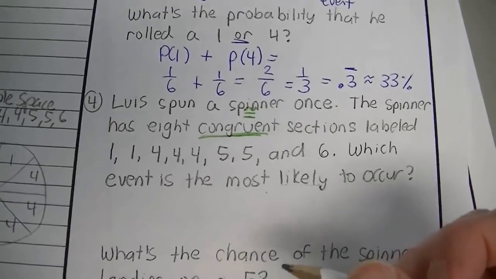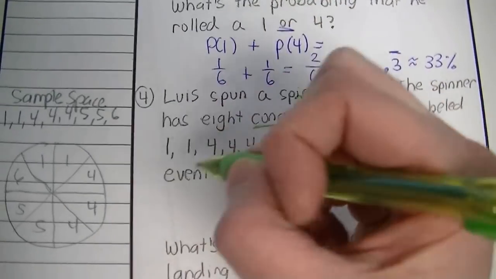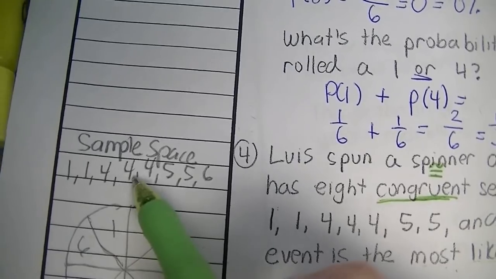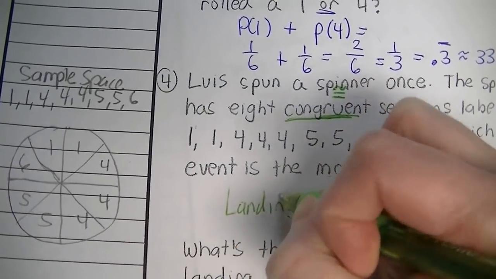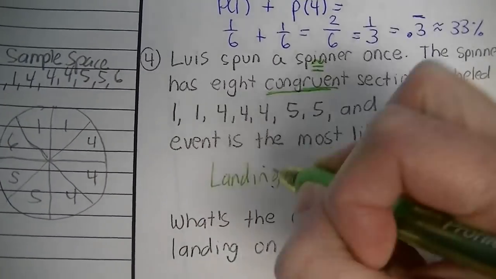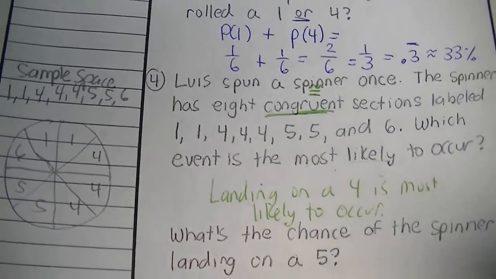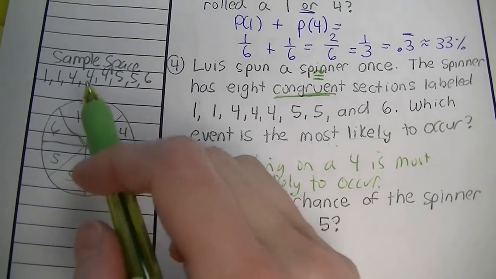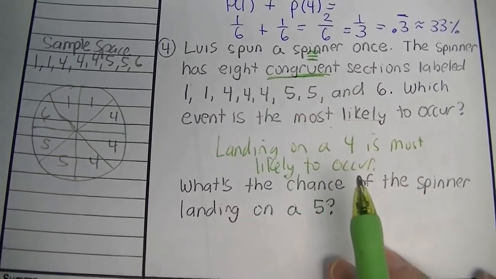Okay, so we're looking for which event is the most likely to occur. Well, look at it. Which one's most likely to occur? Basically, kind of, what's the mode of this? 4. So landing on 4. Okay, it didn't say what is the probability of landing on 4. It's saying, hey, which one was the most likely? And it's the most likely because it's listed the most. You see 4 the most on there, okay?